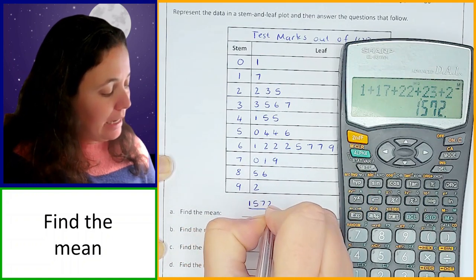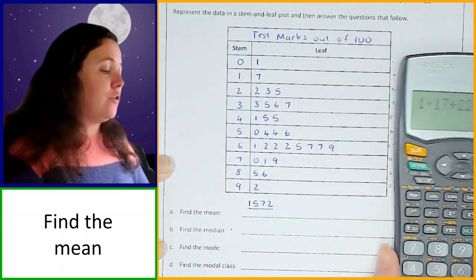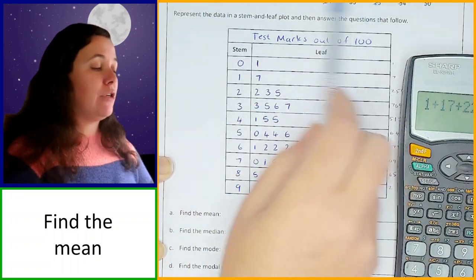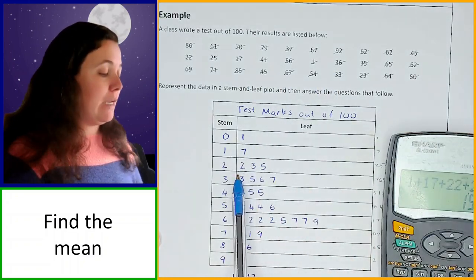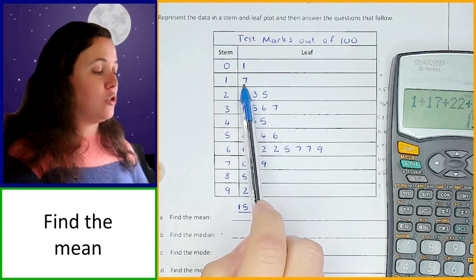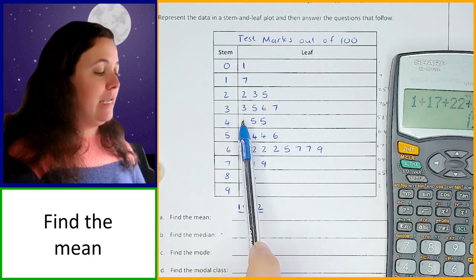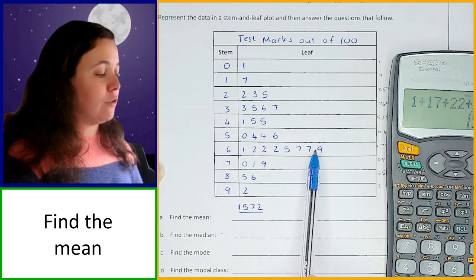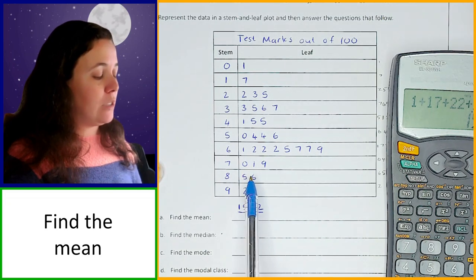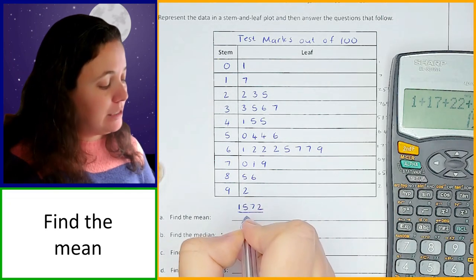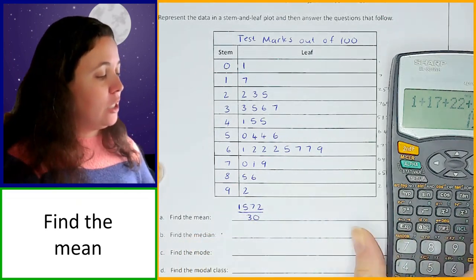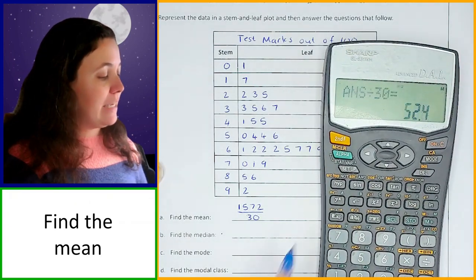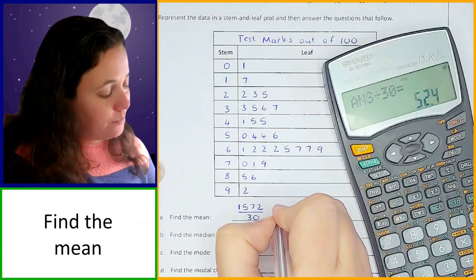which we can then divide by the number of values that there were to start with. And I can find out how many values there were by looking again at the original data over there, or I can look over here by counting all of the leaves. 1, 2, 3, 4, 5, 6, 7, 8, 9, 10, 11, 12, 13, 14, 15, 16, 17, 18, 19, 20, 21, 22, 23, 24, 25, 26, 27, 28, 29, 30. So there were 30 values altogether. So if I take this and I divide it by 30, that gives us 52.4.